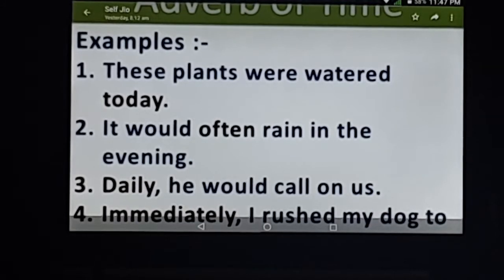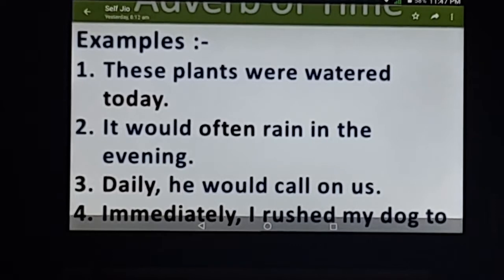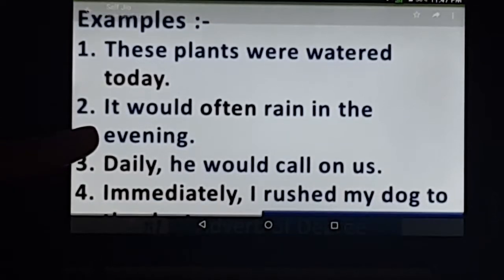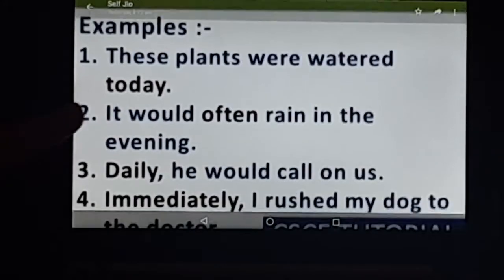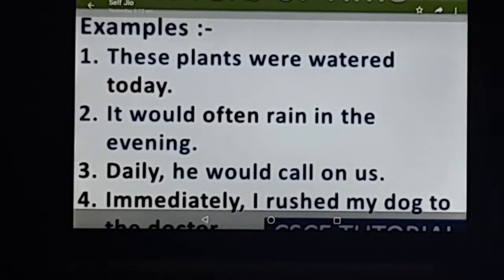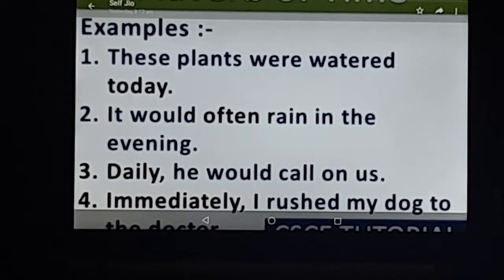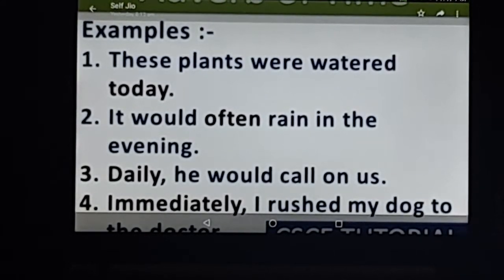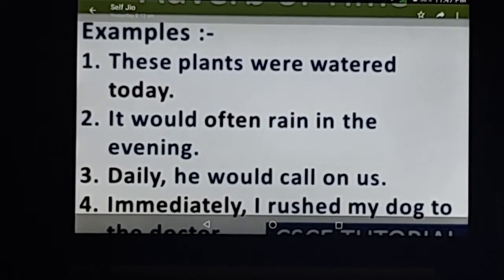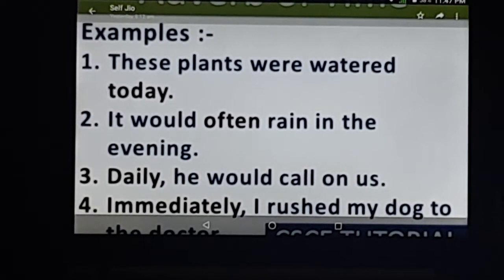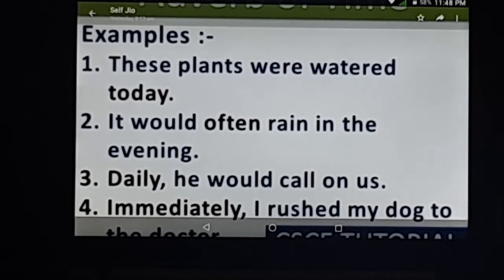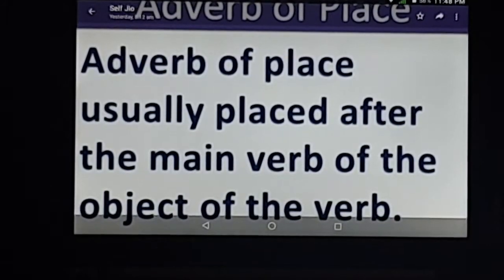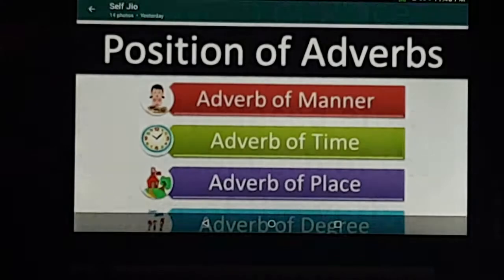Now in the third sentence, it is emphasis. Daily, he would call on us. And in the fourth also, immediately I rushed my dog to the doctor. So usually at the end of the sentence, when there are two verbs, helping verb and the main verb, then in between them, and for emphasis we use them before a sentence. Now adverbs of place.